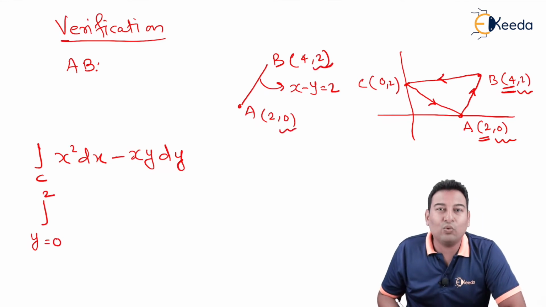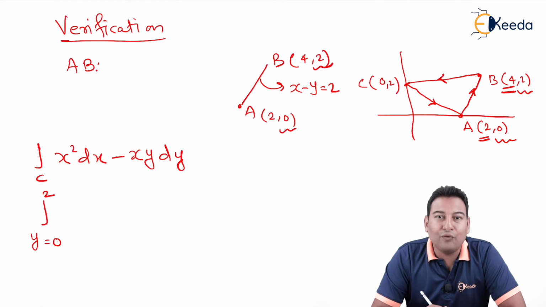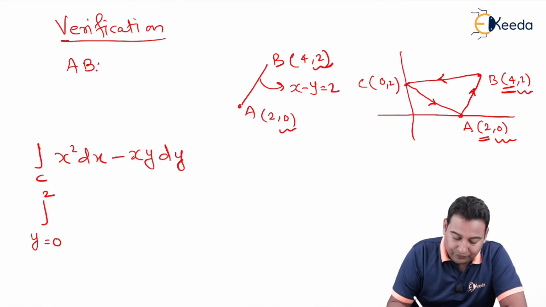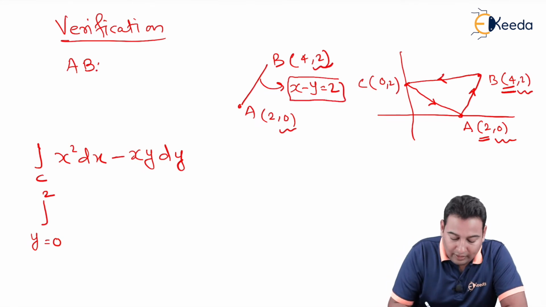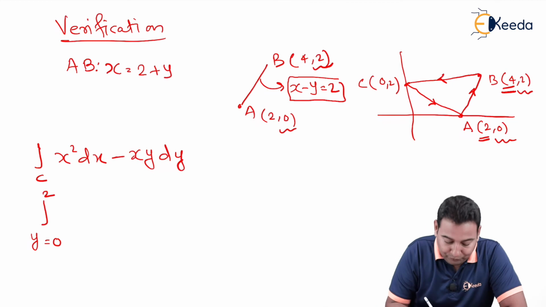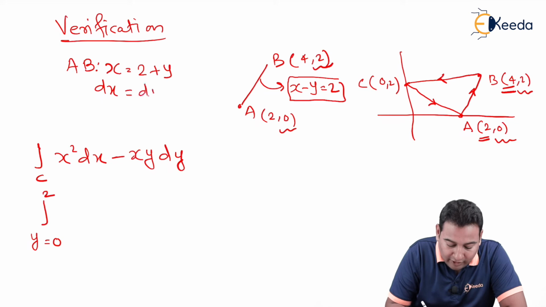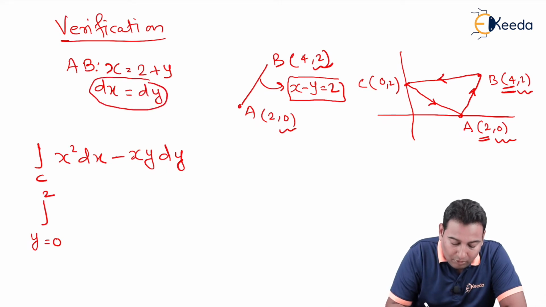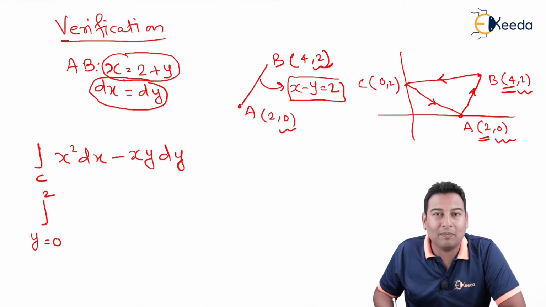That means I need to convert the entire problem in terms of y. Only y should be there. X should not be there. We need to replace x. How? The equation is x minus y equal to 2. Therefore, x is 2 plus y. So, wherever you find x, replace by 2 plus y. What is dx? The derivative of 2 is 0, and of y is dy. Whenever we get x in the problem, I am going to replace it by 2 plus y, and whenever I get dx, I am going to replace it with dy.